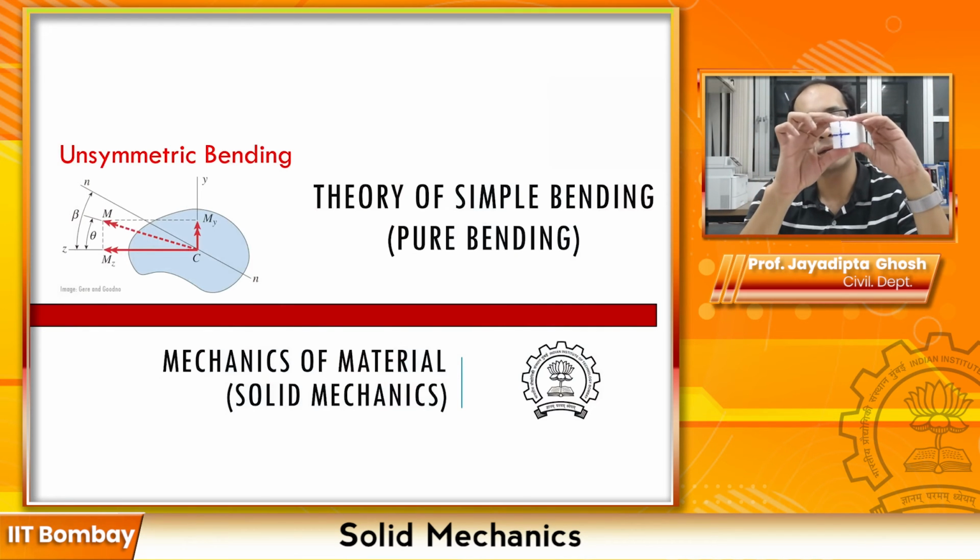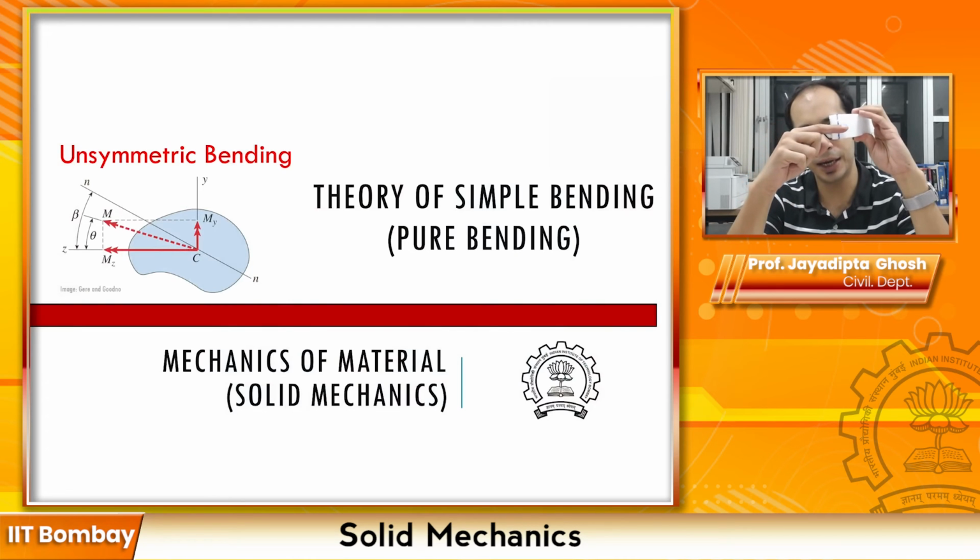Now you see that the section has two axes. Say this is the ZZ axis, and the vertical axis is the YY axis, the horizontal is the ZZ axis over here.